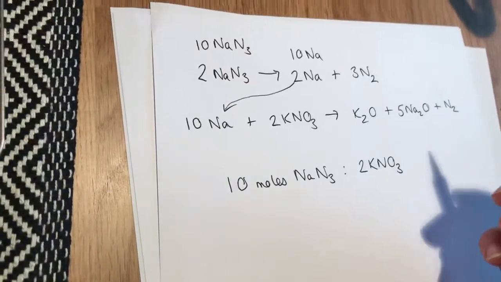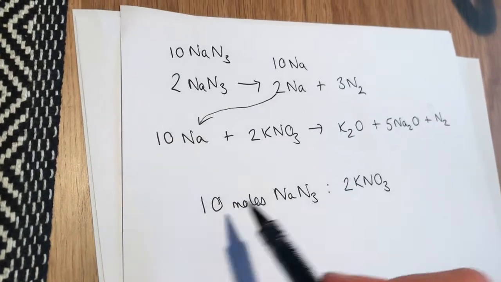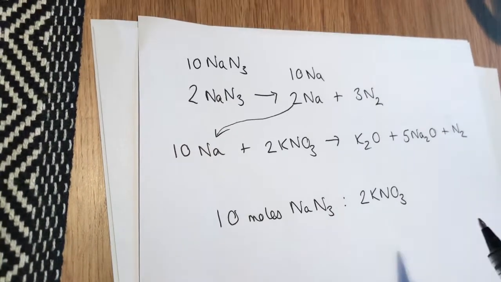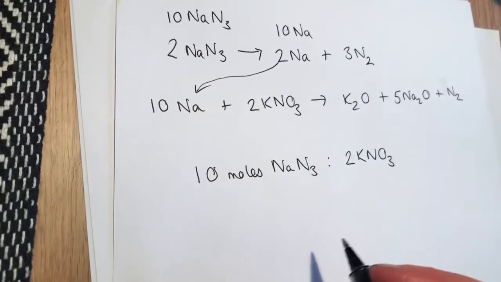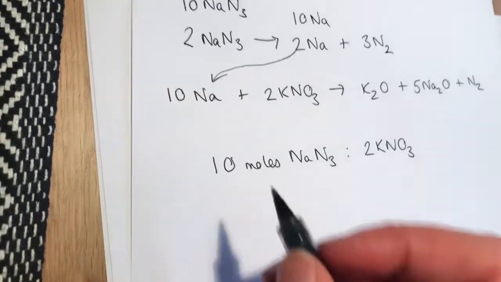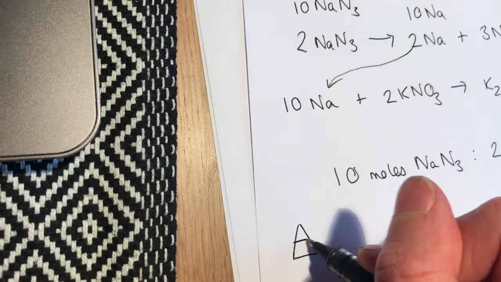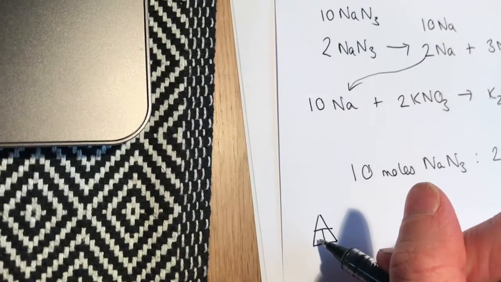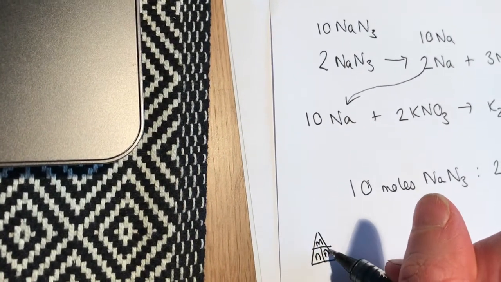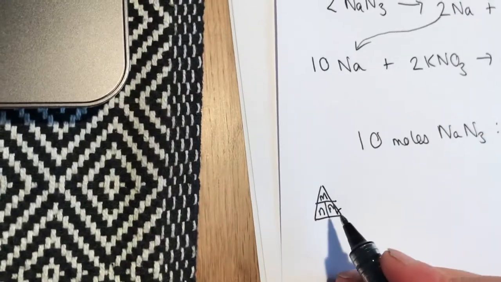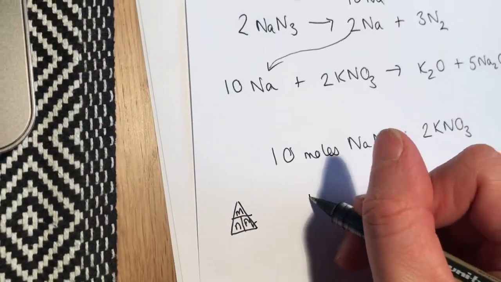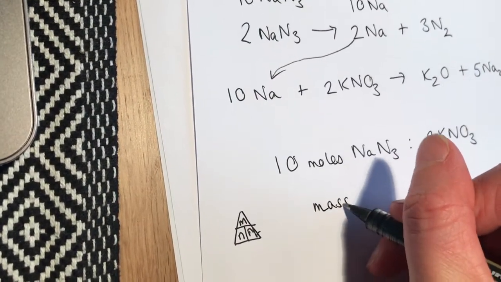Now that isn't the end of the question, because you're asked the mass. You've got it in the moles. Now then, that's dead simple. Number of moles is mass divided by MR. So we've got the mass here.